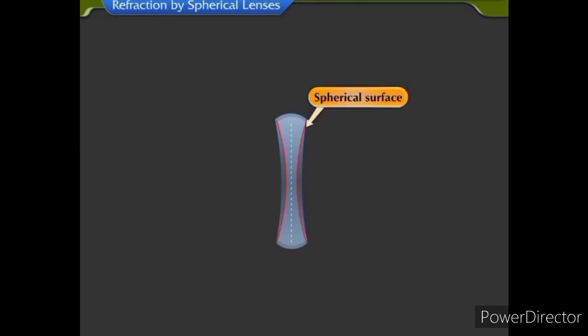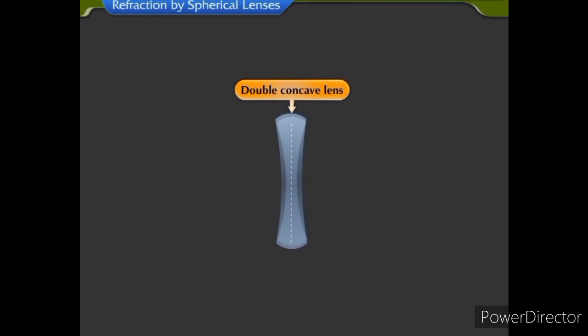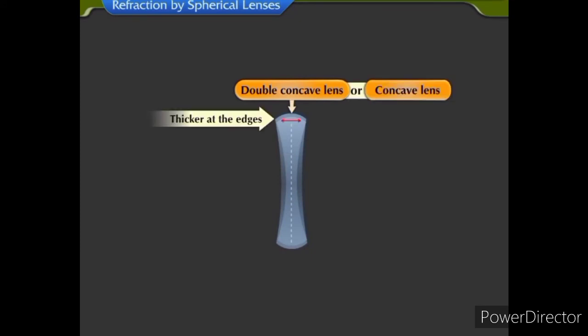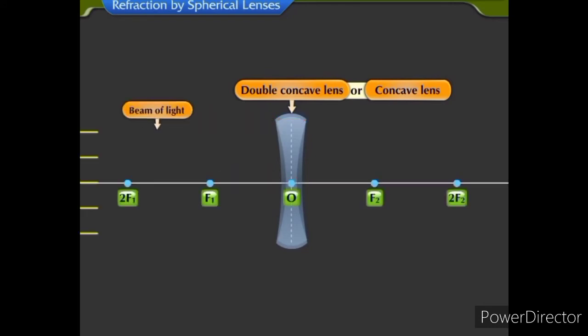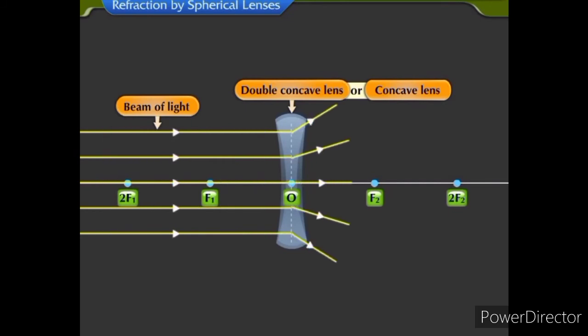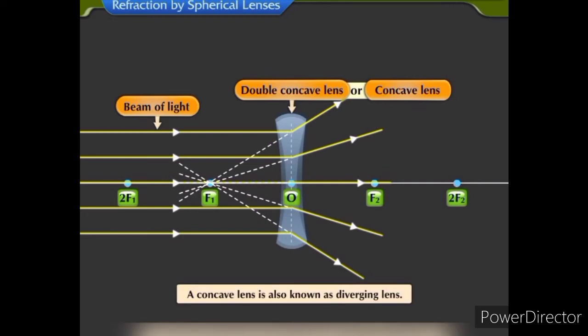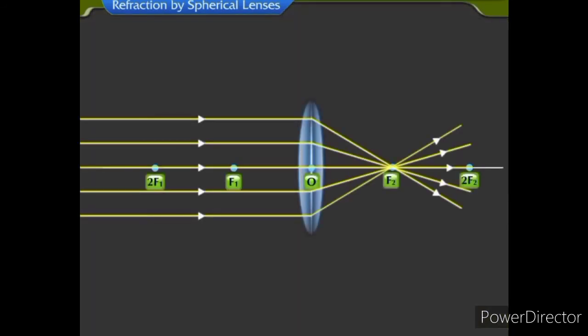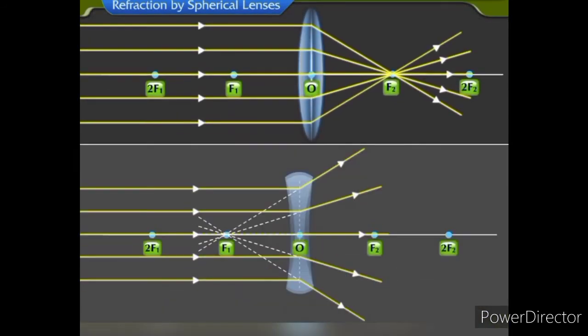A lens having two spherical surfaces curved inwards is called a double concave lens or simply a concave lens. It is thicker at the edges than at the middle. A light beam incident on it is diverged. Therefore, such lenses are called diverging lenses. Before we learn more about lenses, let us get familiar with the terms related to spherical lenses.